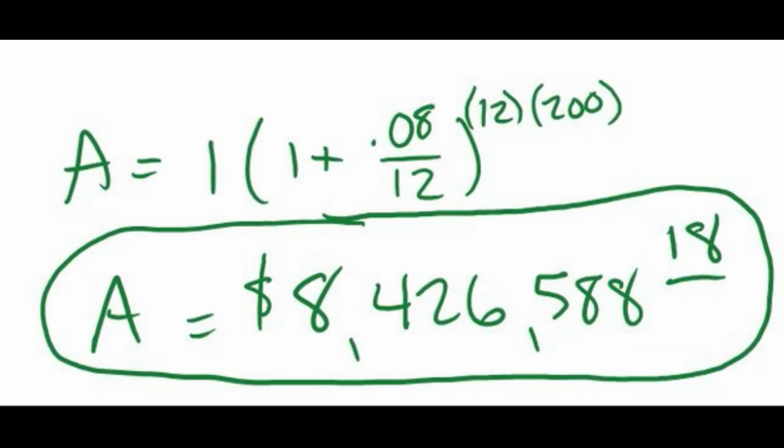Now, last one, what happens if you do it monthly? This is how credit cards do it. This is how mortgages do it. So let's look at what it would be if it was monthly. So our $1 principal times 1 plus 0.08 divided by now 12 because it's compounding 12 times in a year. And then 12 is in our exponent times the 200 years again. And this one we end up with $8,426,588.18. So massive difference between that and our yearly number.